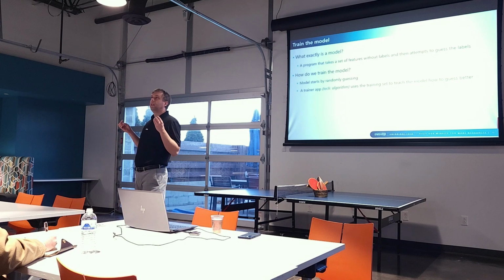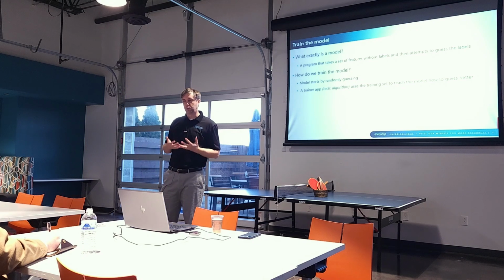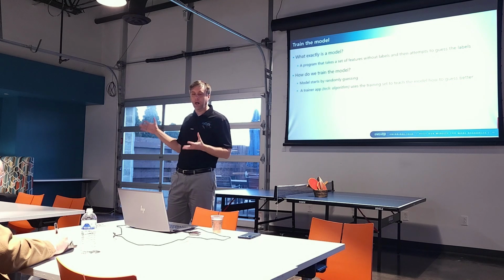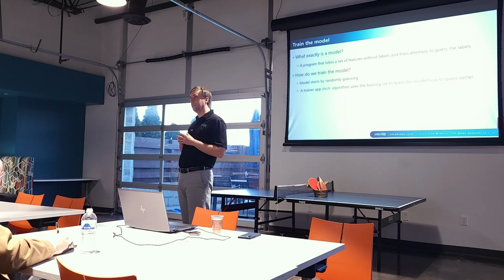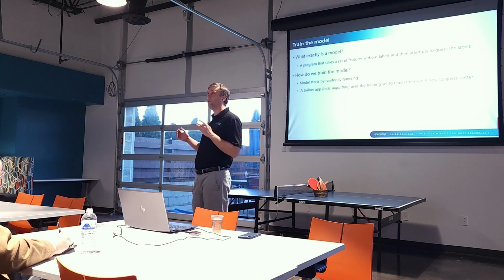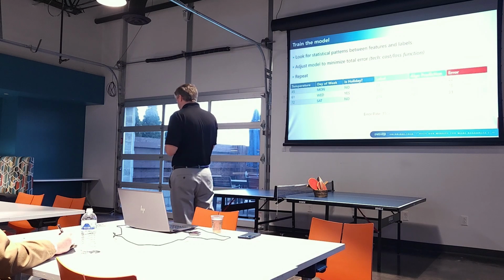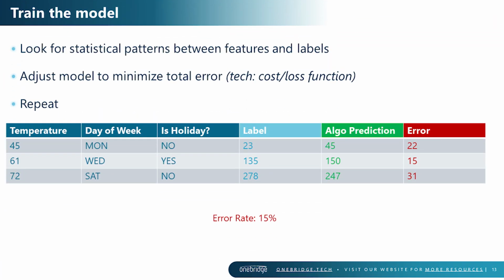Well, a model starts out life by just randomly guessing. It has no idea what it's doing. It's just throwing numbers out there. So we need an application. I'm calling it a trainer. Technically, it's called an algorithm that uses the training set to teach the model how to do better predictions, or guess better. So the way it does that is that the training program scans through the data and it looks for statistics, it looks for patterns, it looks for whatever it can find that it can use to make predictions.